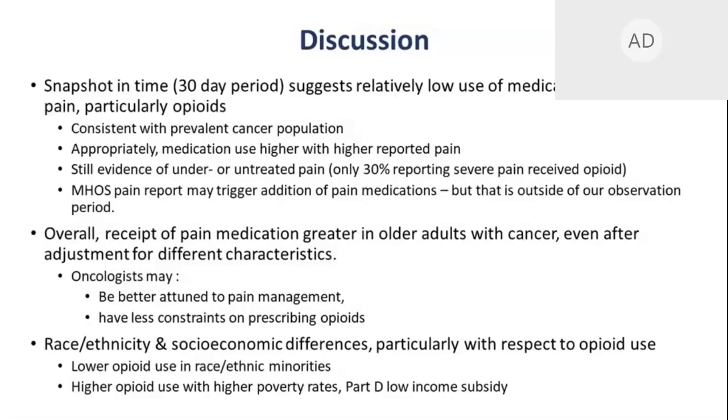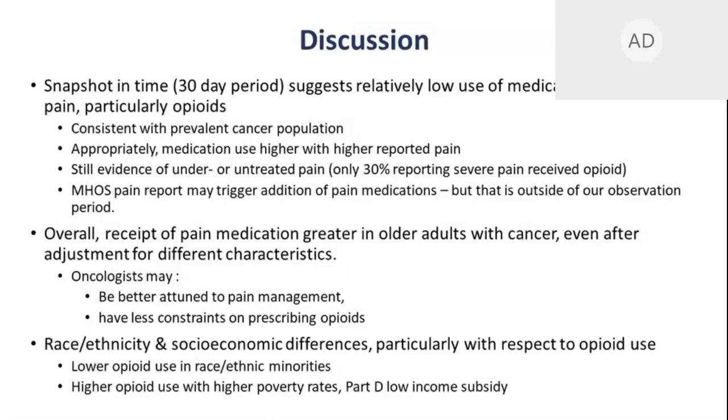Only 30% of those reporting severe pain received an opioid. And we would note that taking the MHOS survey may have somewhat of a Heisenberg effect, in that it may alert patients to be thinking about their pain. They may end up reporting pain to their physician, and so there may be the addition of pain medications after the actual MHOS survey. But that is not within our observation period, but it is part of some of the other studies we're looking at.